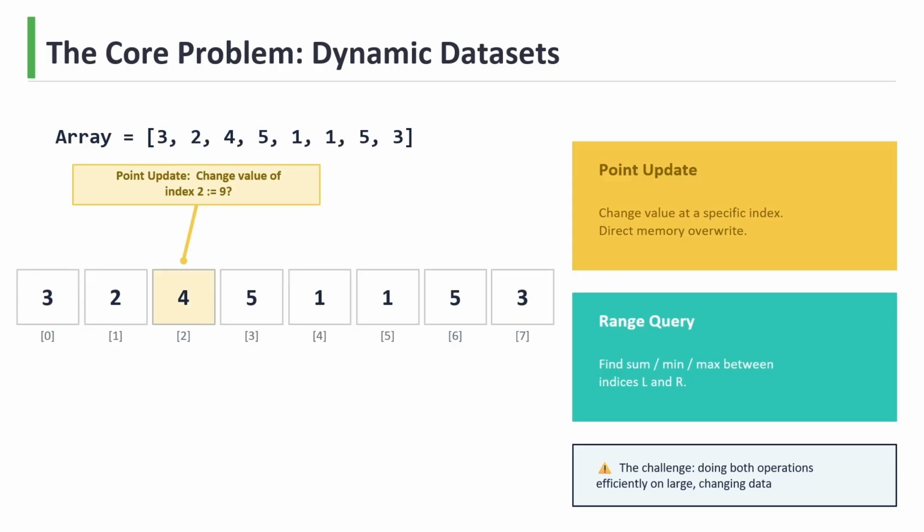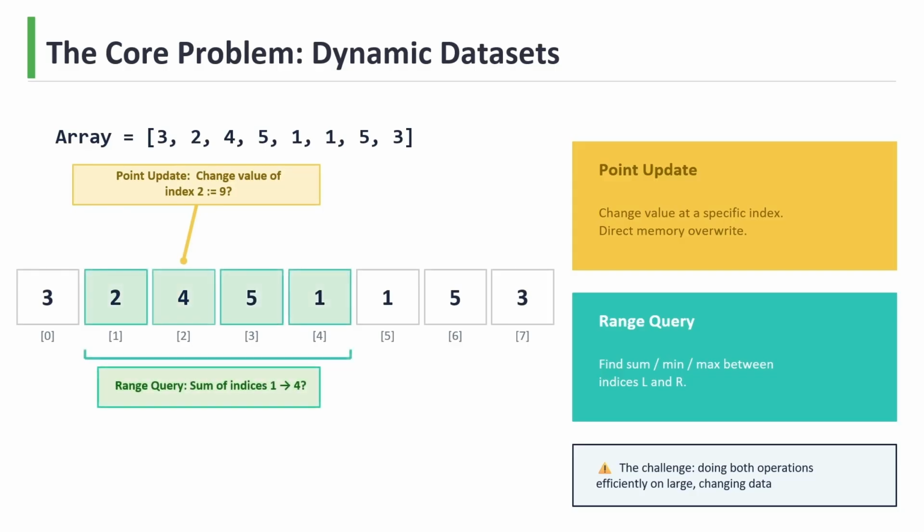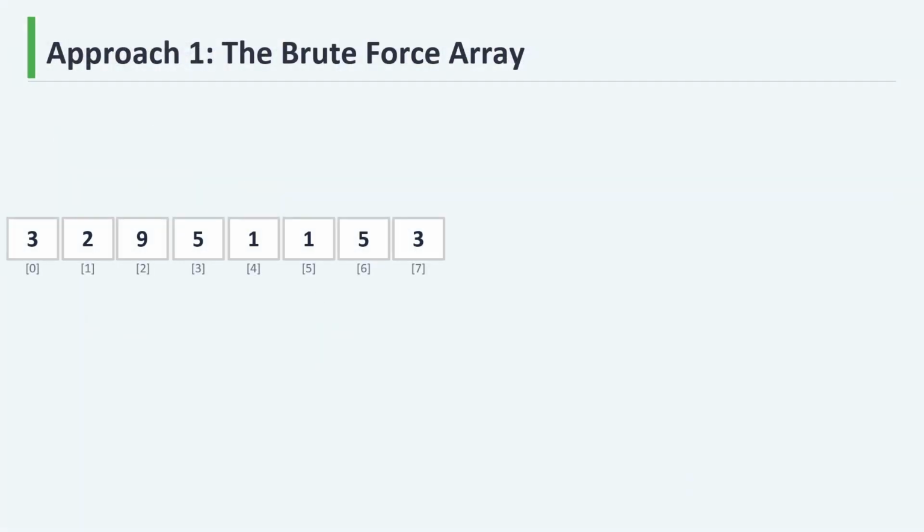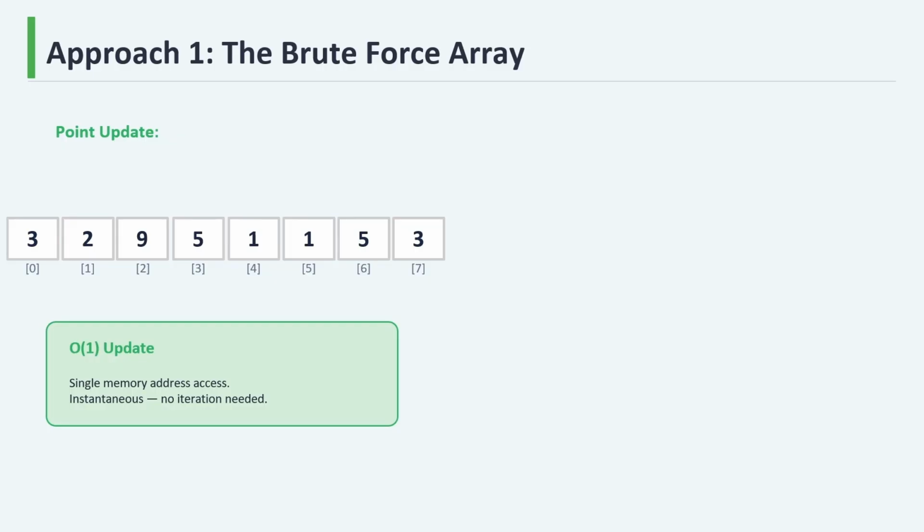For example, we might want to change the value of index 2 to 9 and to find the sum of indices 1 through 4. We have two approaches. An approach could be brute forcing our way through. For a point update, this approach works perfectly. It operates in O(1) time because it is a single memory address access. The update is instantaneous and requires no iteration.